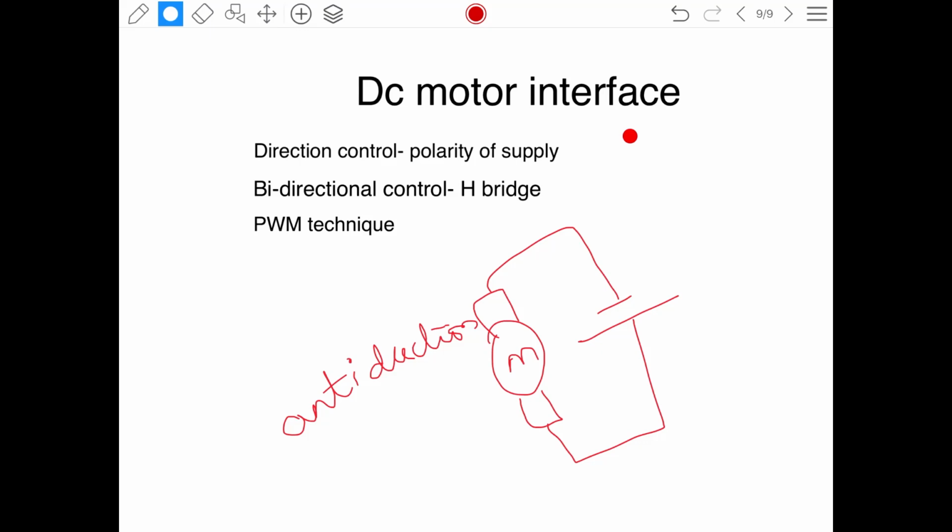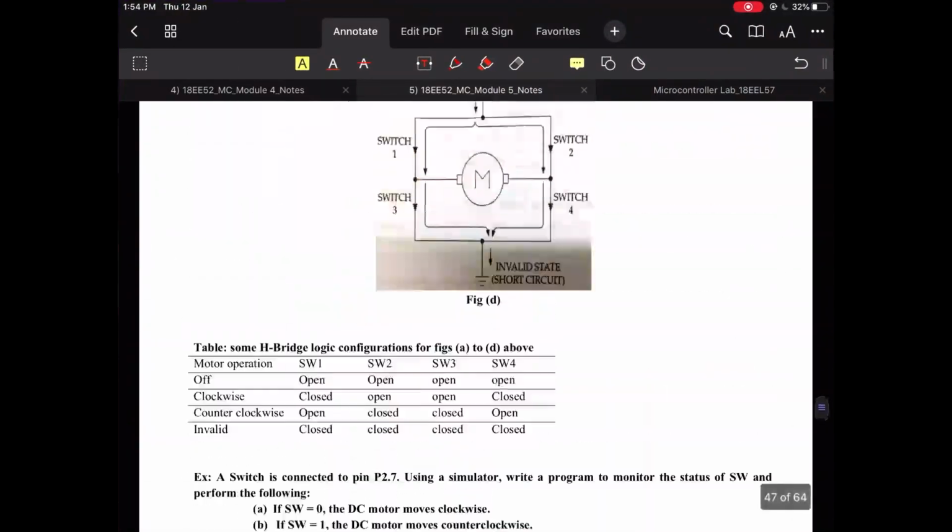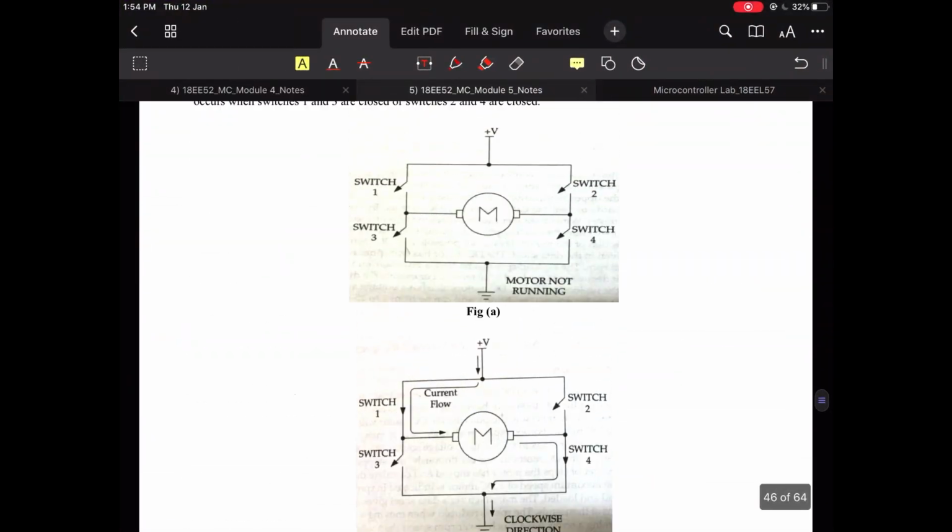Next, we have different techniques of controlling the DC motor. The first technique is bidirectional control using the H bridge, and a very widely used technique for DC motor control is the PWM technique. We will see both of these techniques in this particular video. Let me take you to the illustration.